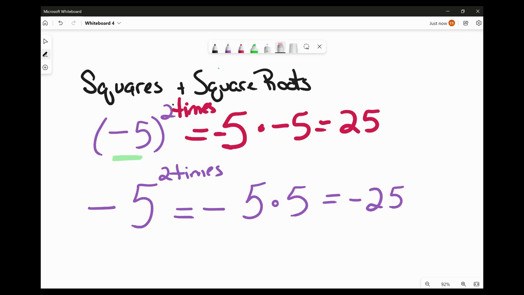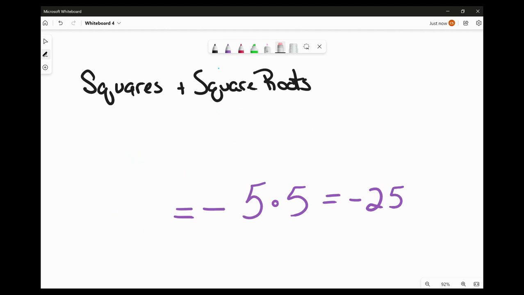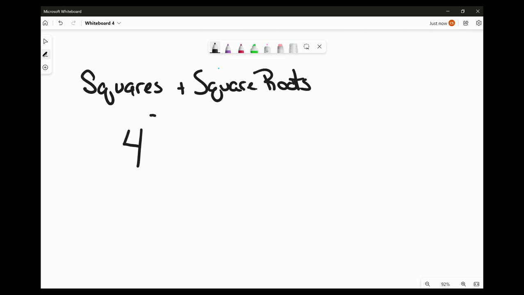Okay? Now I want to talk about what a square root is compared to square. All right? Square root is the inverse operation or the opposite. So let's say we have 4 squared. Again, the base is 4. That means 4 times 4, which would be 16. That's squaring. Okay? Now let's talk about a square root.